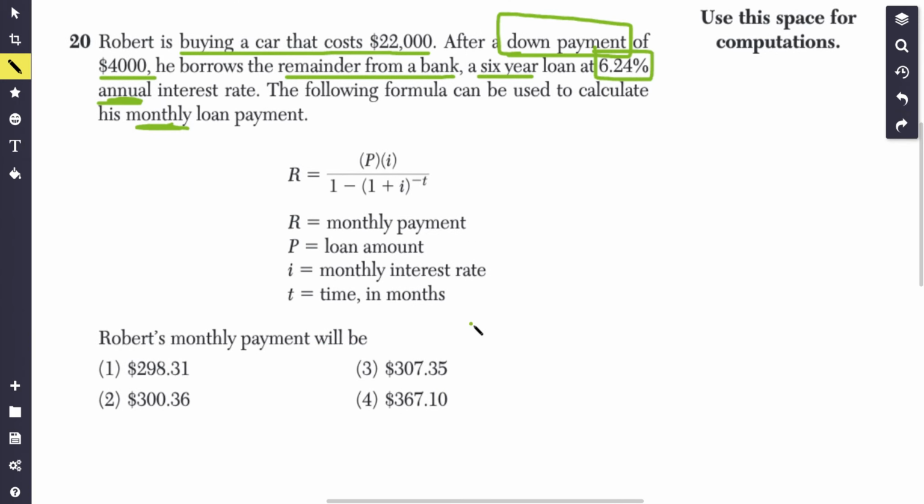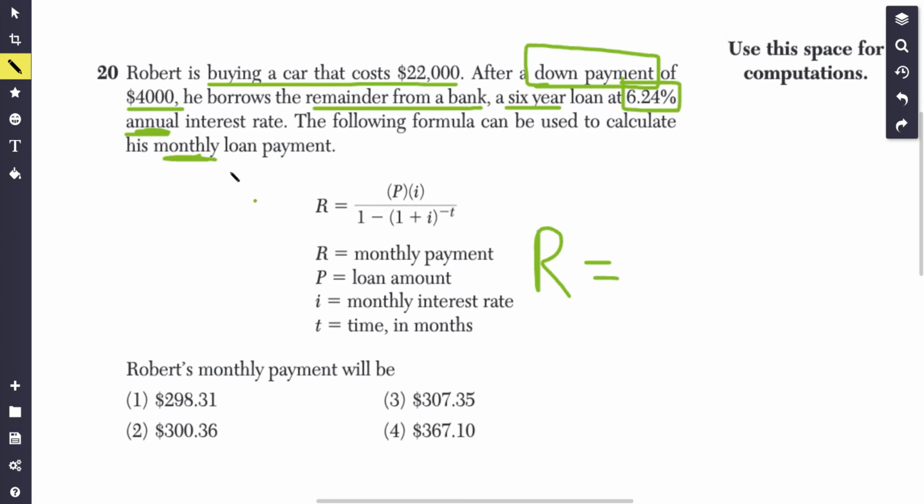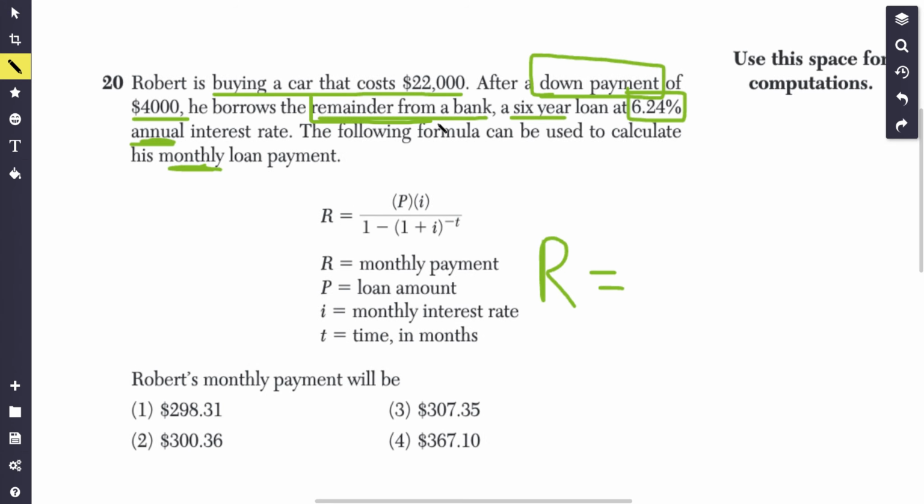All right, so we know that our monthly payment is going to be P times I. In this case, P is the loan amount. Now, what is our loan amount? Well, the loan amount is just going to be the remainder that he borrows from the bank. When you don't have enough money to afford something, you borrow the remainder from a bank, take out a loan, and slowly pay back the money over time.